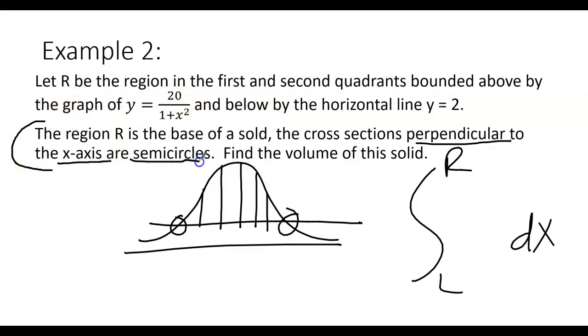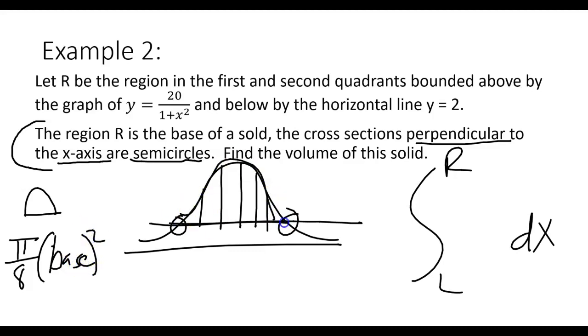Second of all, it tells me that the cross sections are semicircles. Now you guys might not remember this, so look back in your notes if you need to, but this was not real common on the AP exam, but I'll give it to you anyway. The area of a cross section of a semicircle can be found in a few ways, but the way we did it in this particular lesson was pi over 8 times the base squared. And the base is, as you know, the top function minus the bottom function. So that would be this function, which I'll call y1, and this function, which I'll call y2. So this area is going to be pi over 8 times (y1 minus y2) squared.